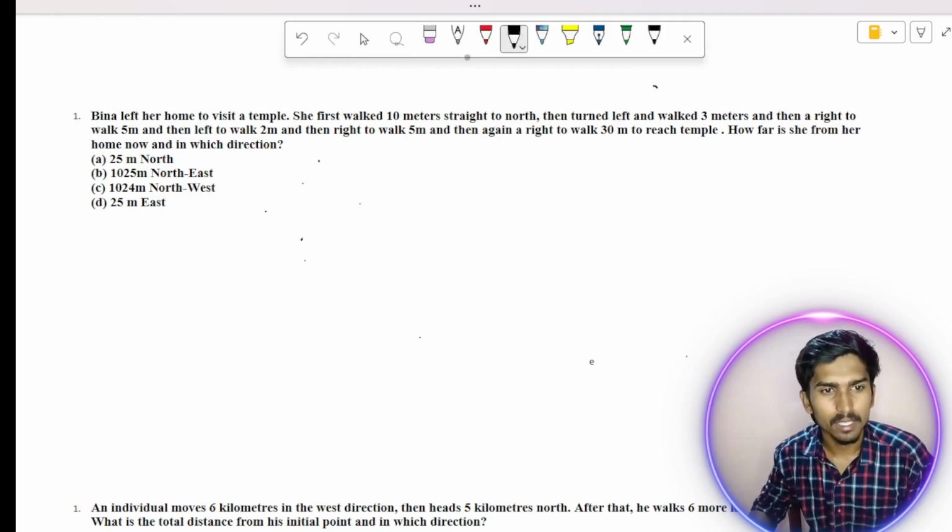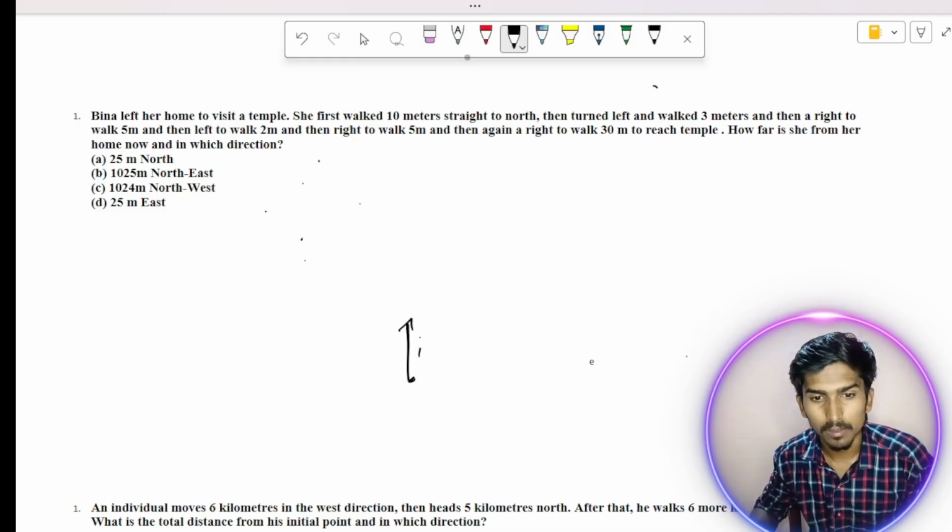Okay, dear friends, this is one of the fantastic questions, I think. Let's solve this one. Bina left her home to visit a temple. She first walked 10 meters straight north. Okay, 10 meters. Simple funda. And then turned left and walked 3 meters. And then right again 5 meters.